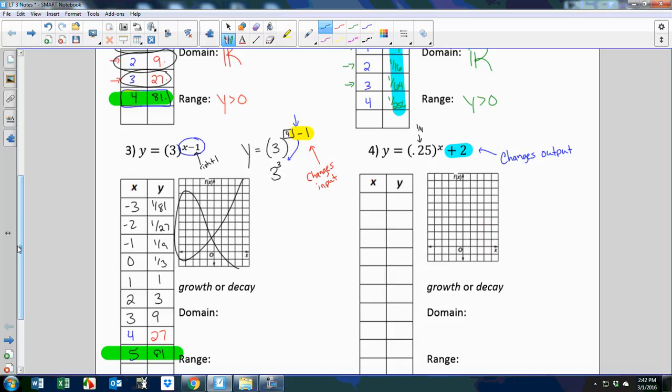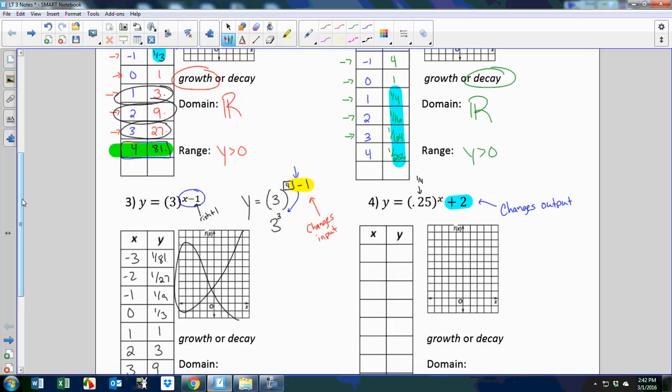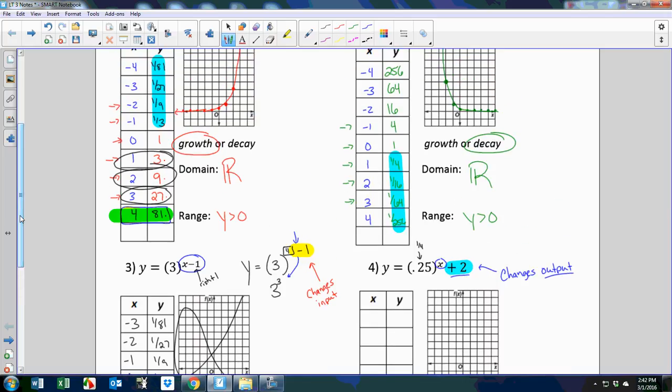Now let's talk about number 4, because number 4 changes the output. It puts a +2 after the exponent. Remember, the input of the exponential is the exponent. So the +2 in number 4 is after the exponent, meaning you're going to make this shift after you've put the input in. All right, so it's a little confusing, but let's start with -4. We're going to put the same input in that we did in number 2. We put in -4. So that represents 1/4 to the -4, also known as 256. We already know that answer, so 256.